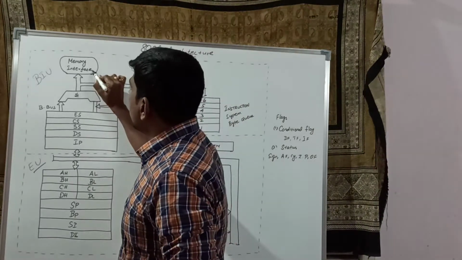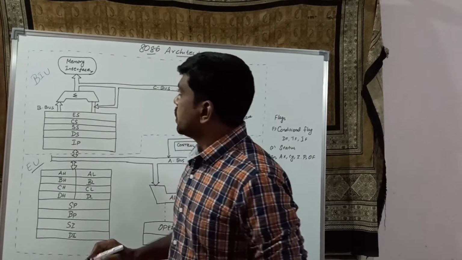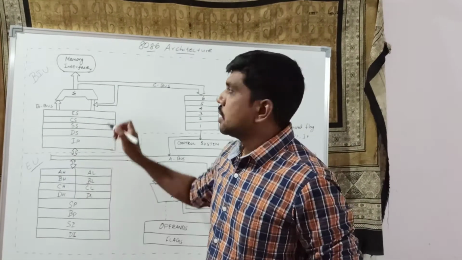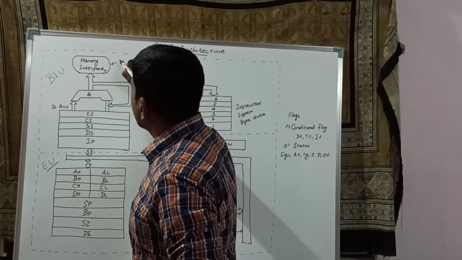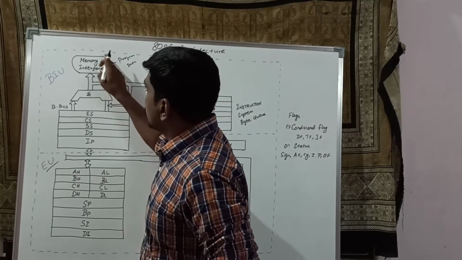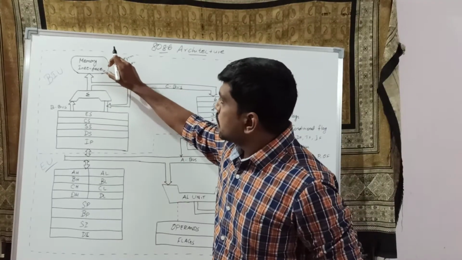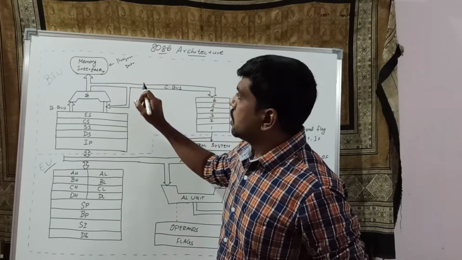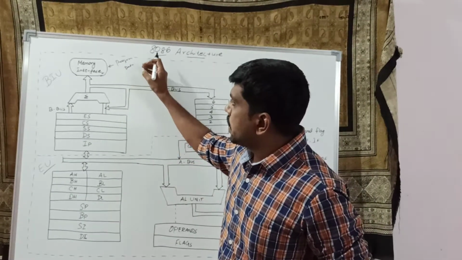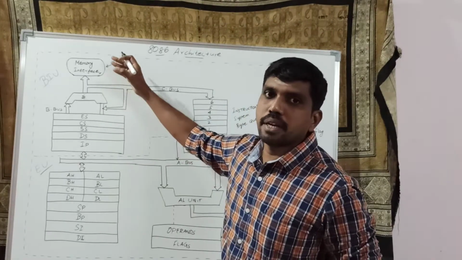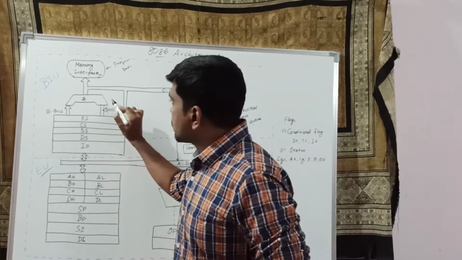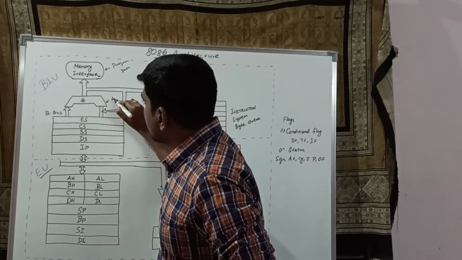The first block is the memory interface. So it's a memory unit. In this memory unit you can store the codes and data. So this block stores the program and also data. So it's the main memory. In this memory you can store the program and also data. If you want to access the program, or otherwise if you want data, you send the memory location, the memory address, and then you can get the data from the main memory. Okay.